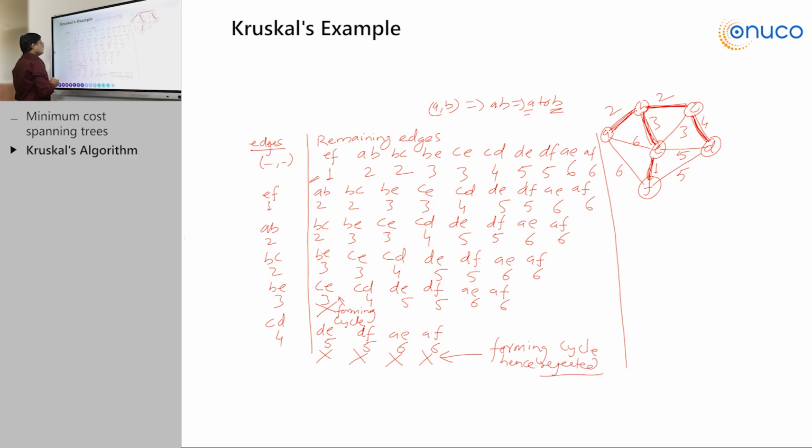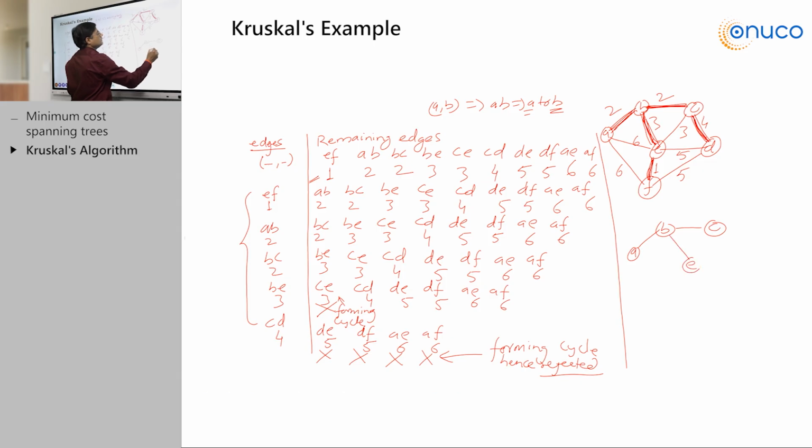Hence rejected. So whatever edges you have selected on the left-hand side: 1, 2, 3, 4, 5. How many edges have you selected, friend? 5. So these 5 edges are called a spanning tree. We have A to B, B to C, B to E, C to D and E to F, with costs 2, 2, 3, 4, 1. So the total cost of the spanning tree is 2 plus 2 plus 3 plus 4 plus 1.